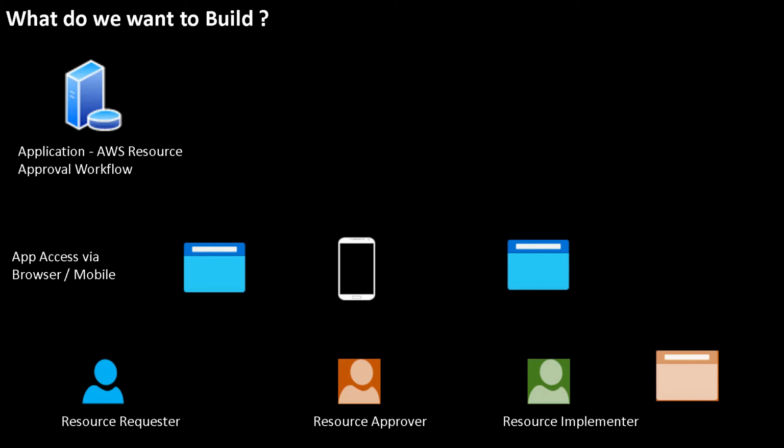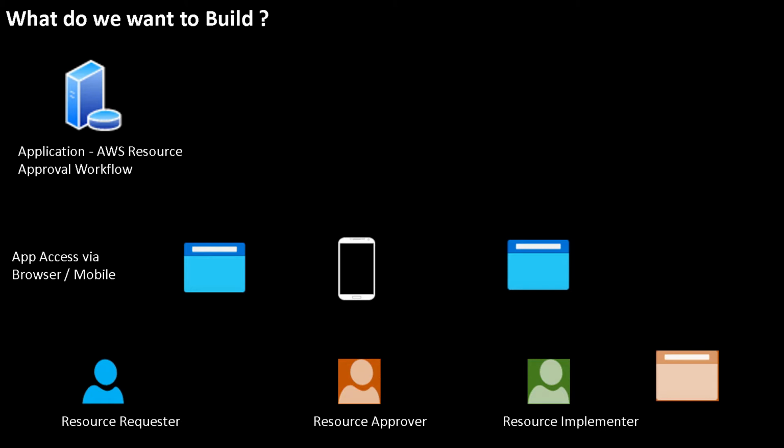So imagine that you have an organization in which there are a lot of AWS accounts, and you want to make sure that whenever a resource is created in any of your AWS accounts, it has to be requested and approved, and only then it has to be created. And also all these requests and approvals should be searchable, so that for any resource you look at, you should know who actually requested it, who approved it, and who ended up implementing it.